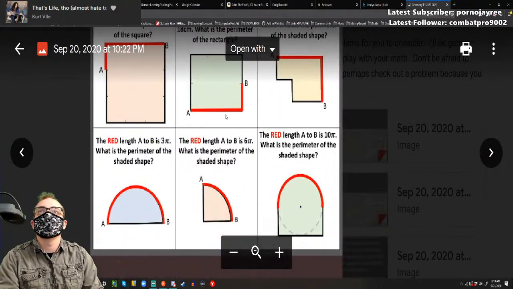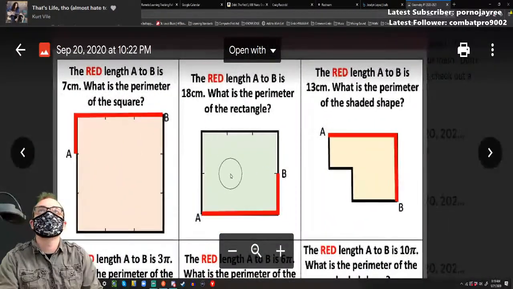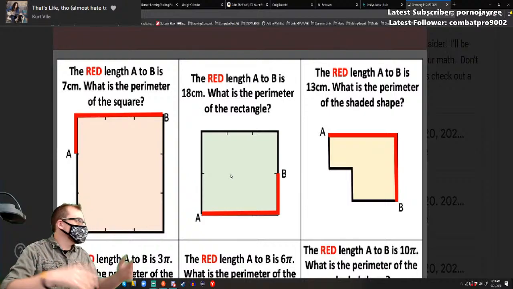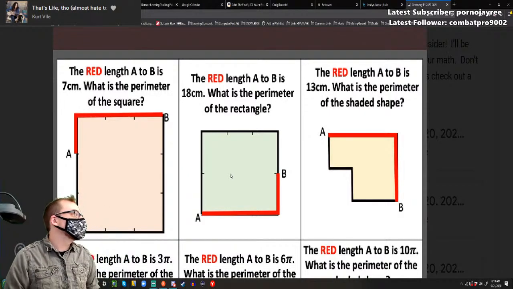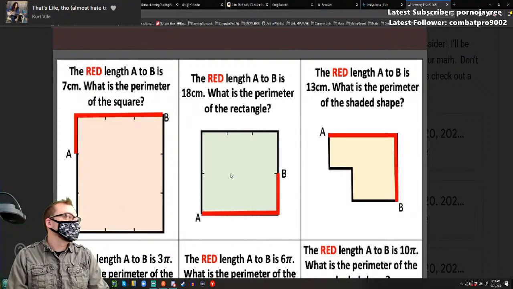Some people have been like, hey, when are we getting to the geometry? Like, okay, nerds. Fine. Fine. You want shapes? We got shapes. No. No? No. Okay.